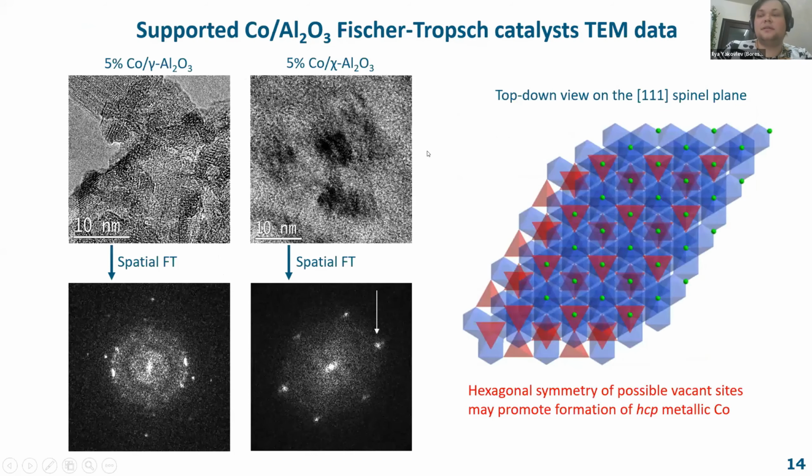But it may not be the only reason for such a difference in HCP cobalt presence on the support, because the surface of the K alumina, the 111 plane of the spinel structure, has actually a very nice hexagonal symmetry, and we think it may even promote the formation of the hexagonal phase of metallic cobalt. This was also observed in a TEM experiment. The structure of K alumina had a very strict hexagonal symmetry.